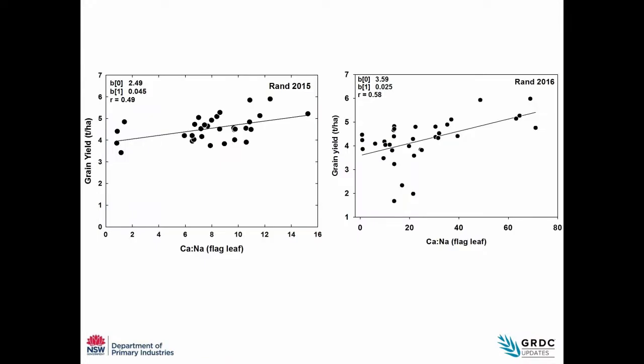One of the traits that we found interesting in both 2015 and 2016 was the calcium to sodium ratio in the leaf, and it was correlating well with grain yield. We looked at so many different traits, but one of the very few that correlated with yield was the capacity of that variety to maintain a higher calcium to sodium ratio. So that means the internal calcium to sodium ratio was giving the yield benefits to the crop.